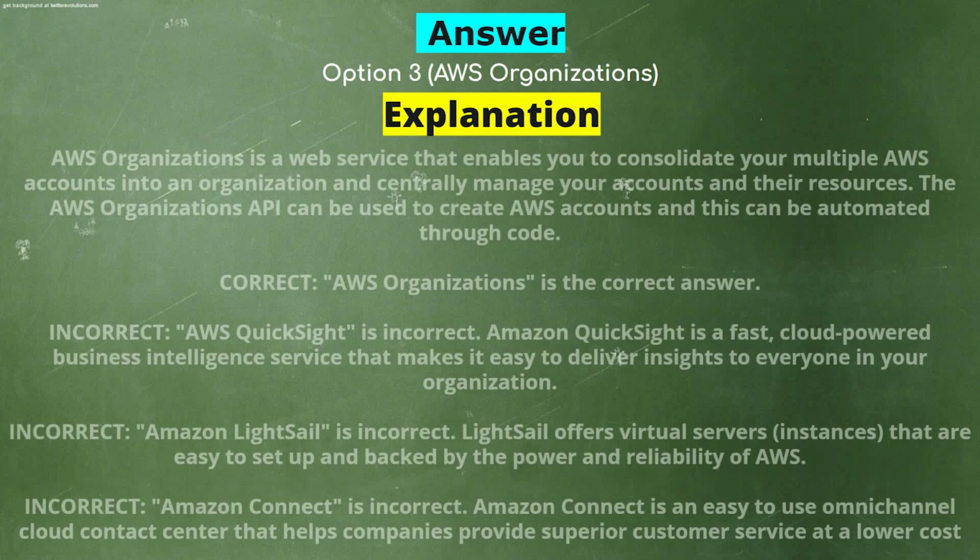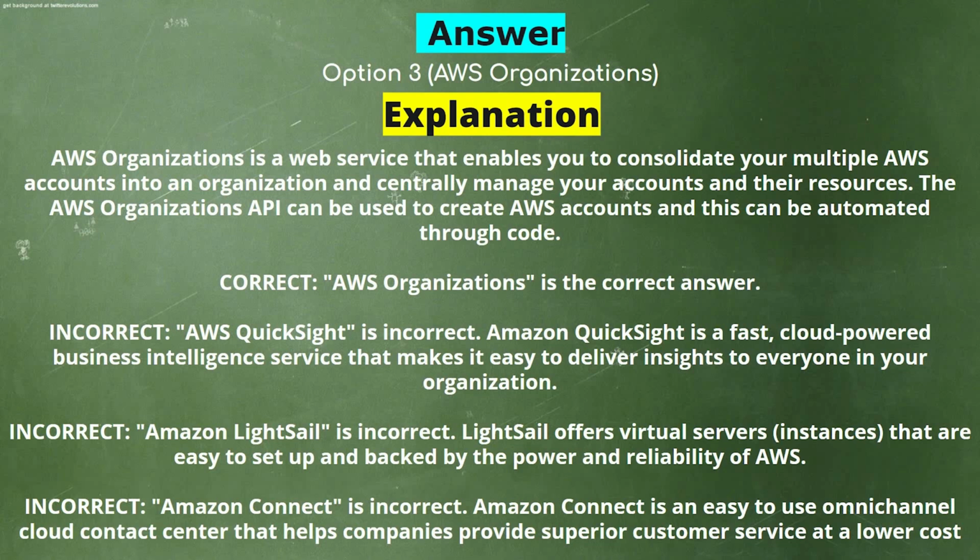Explanation: AWS Organizations is a web service that enables you to consolidate your multiple AWS accounts into an organization and centrally manage your accounts and their resources. The AWS Organizations API can be used to create AWS accounts, and this can be automated through code. AWS Organizations is the correct answer.